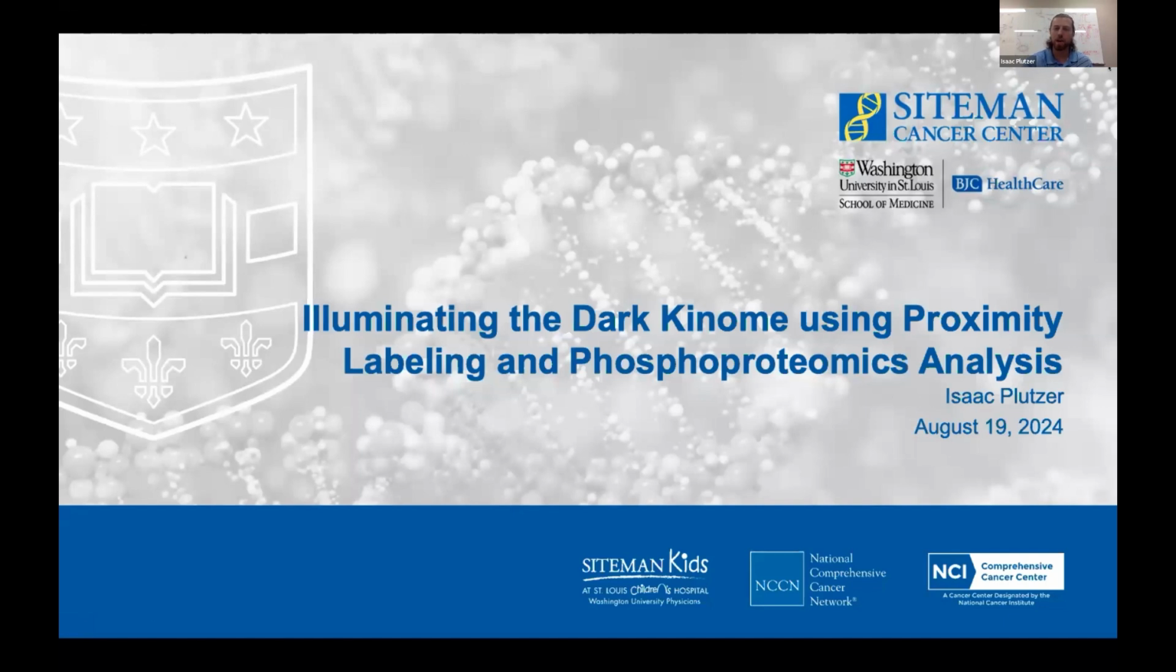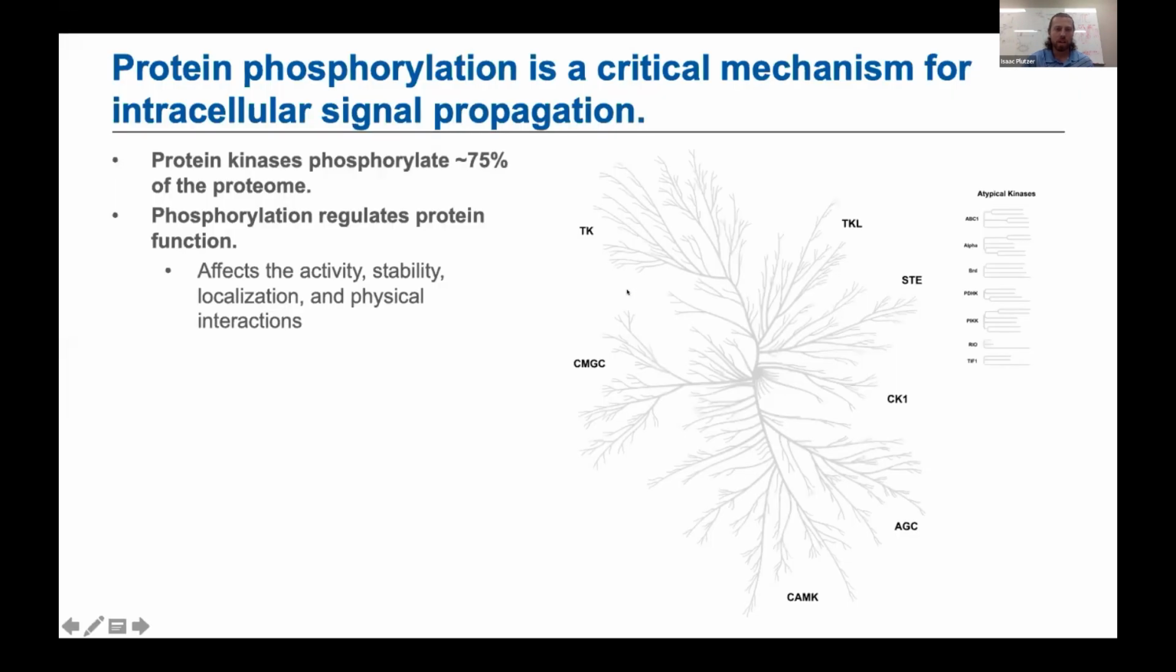Today I'll talk to you about how I'm using proximity labeling and phosphoproteomics to illuminate the dark kinome. I study protein phosphorylation as a mechanism of cell signal propagation. About 3/4 of the human proteome is phosphorylated, and this post-translational modification affects the stability, activity, localization, and physical interactions of substrate proteins to regulate their function.